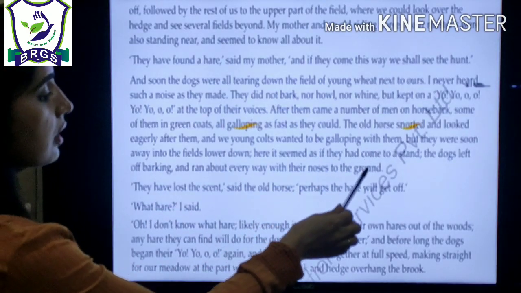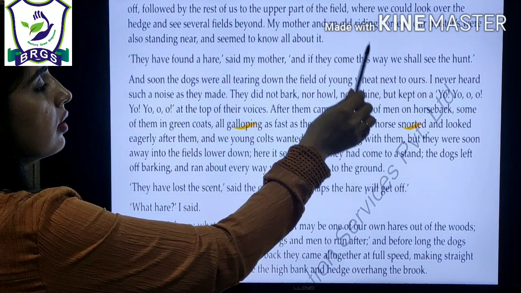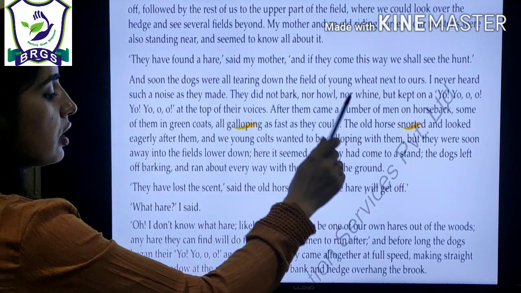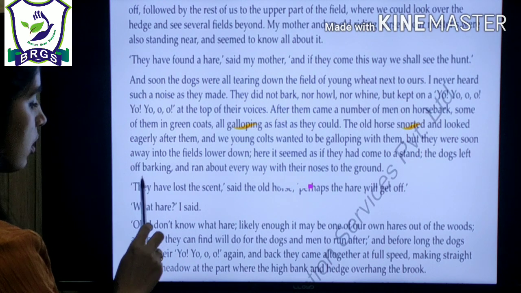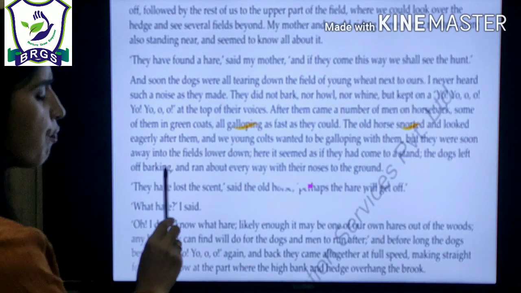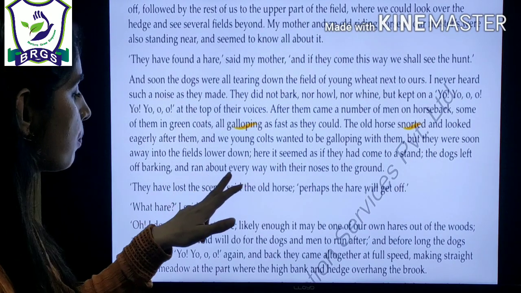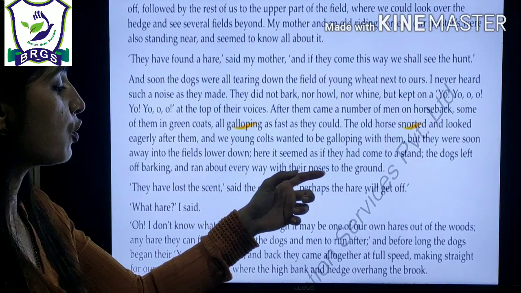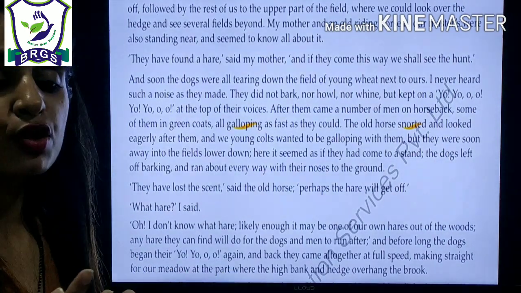And then they went to the lower part. Who went? Here, dogs and horses. They went to the lower part of the meadows. And at that time, the dogs left off barking. They were just calmed down, ran about everywhere, with their noses to the ground. They were just smelling.